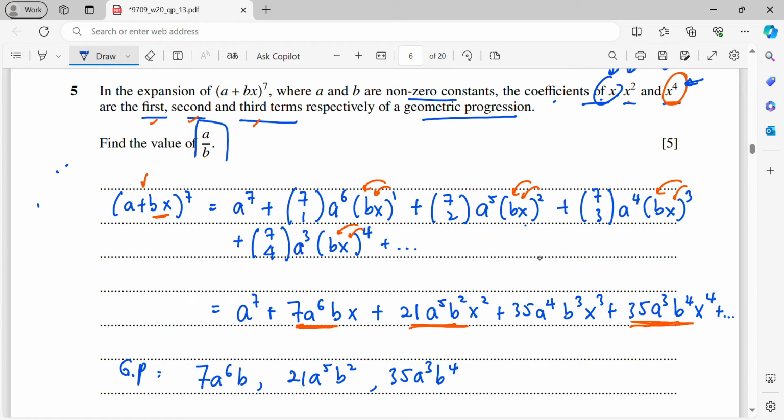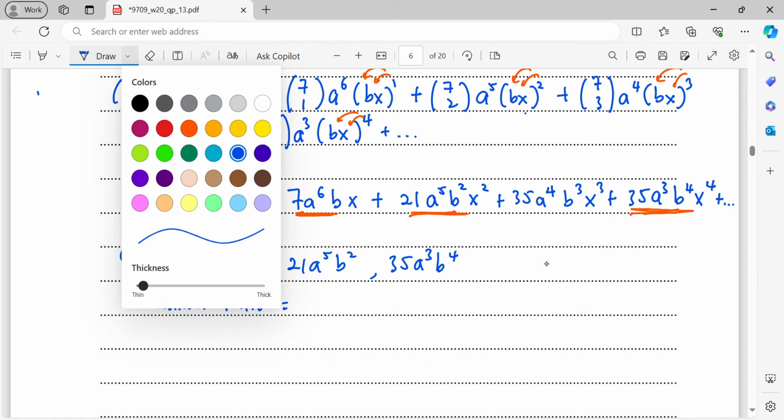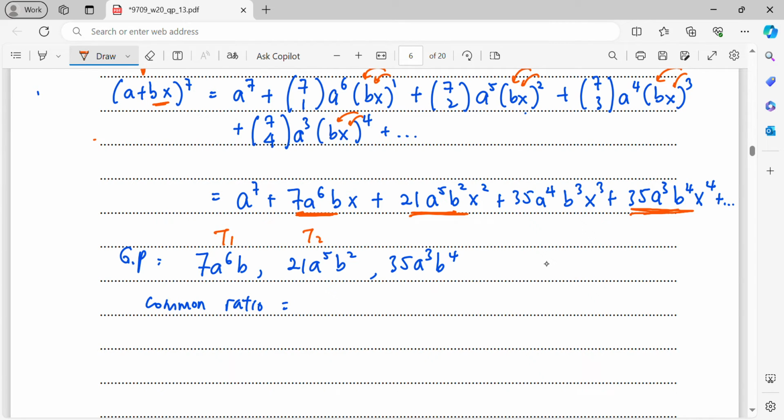Now you need to calculate a over b. So from the geometric progression, what we can apply is we are referring to the common ratio. Okay, so common ratio is basically second term over first term: T1, T2, T3. So you just divide, right? When you divide, it will be the common ratio. So I will get 21a^5 b^2 over 7a^6 b equals to third term divided by second term.